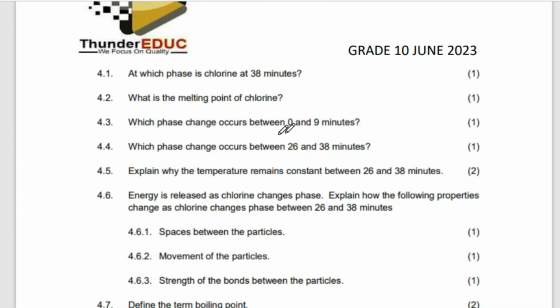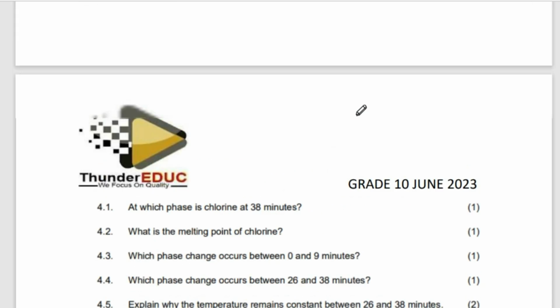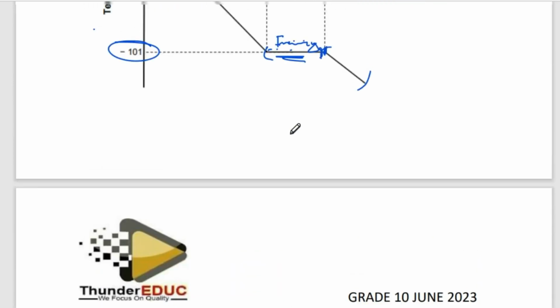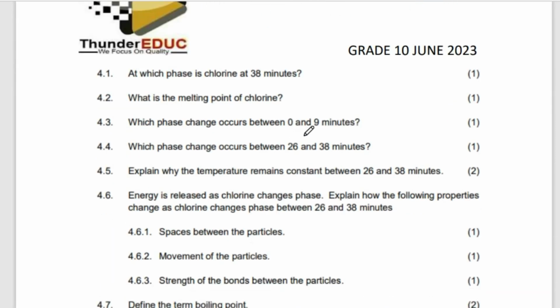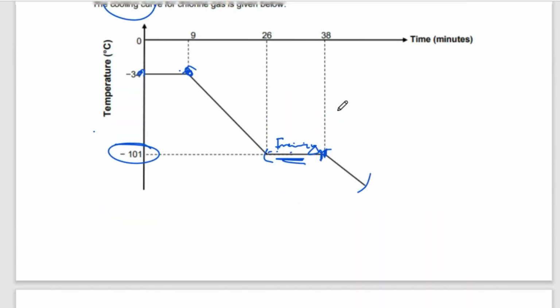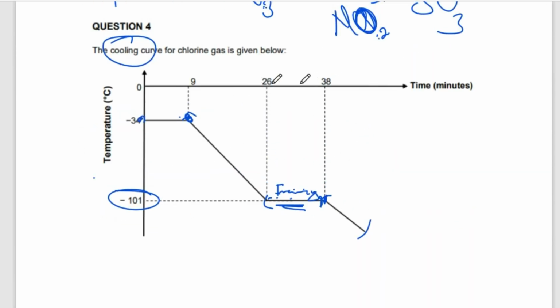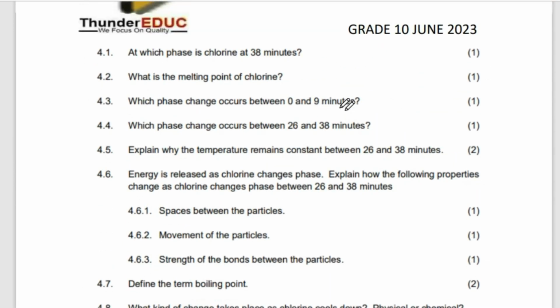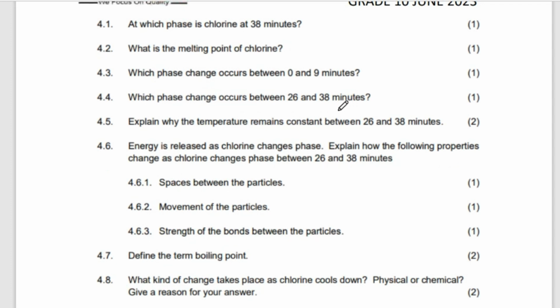Then they are asking which phase, you guys, you must know how to answer this question. Which phase occurs between 0 and 9? This is a gaseous phase. Yes, that's the phase which is happening there. And then which phase change occurs between 26 and 28? This is freezing. It's starting to freeze from liquid to a solid.